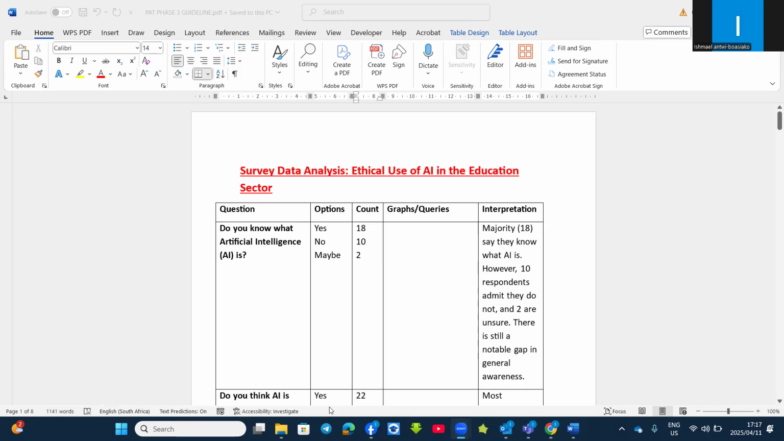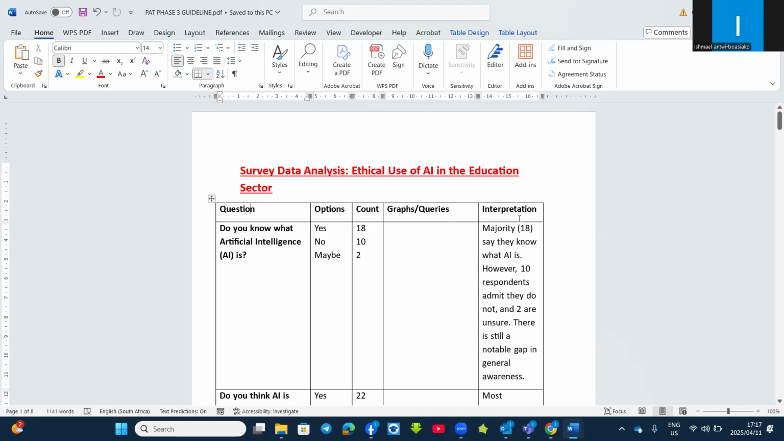Now, you create a document and then you create a table having five columns, with the first column being the questions, the second column the options for the question, and the third column the count, that is, how many for each. The next column will be graphs, if you created a graph or a query for that question. And the last one is the interpretation or your finding.